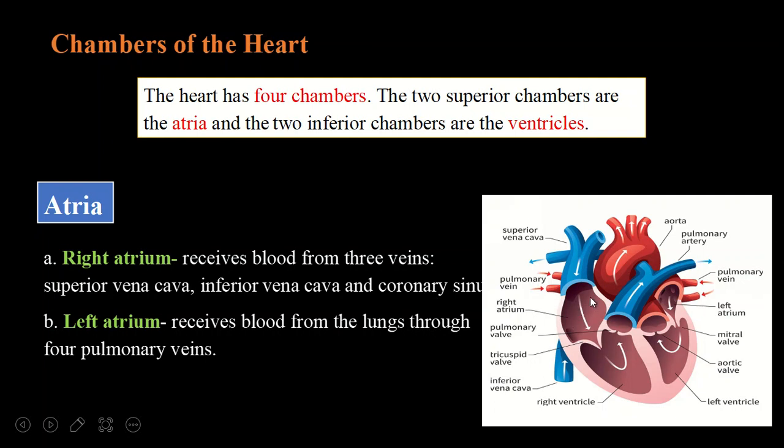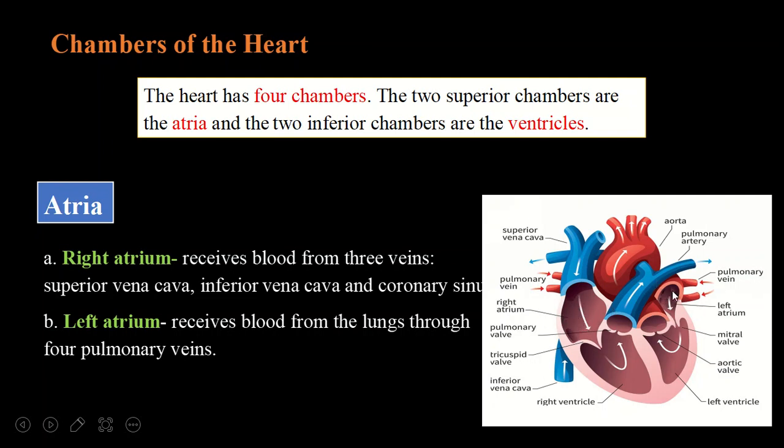This is the right atrium. The right atrium receives blood from the three veins. We have the superior vena cava, the inferior vena cava, and the coronary sinus, but the coronary sinus is not shown here. So these veins are where the deoxygenated blood passes, and that blood flows into the right atrium. That's why the right atrium receives deoxygenated blood or oxygen poor blood.